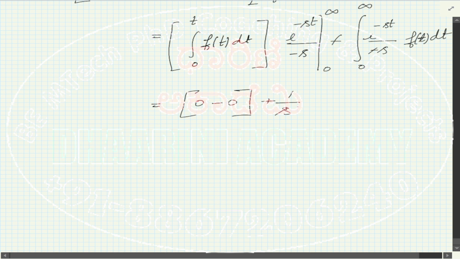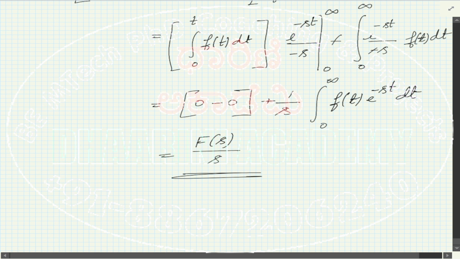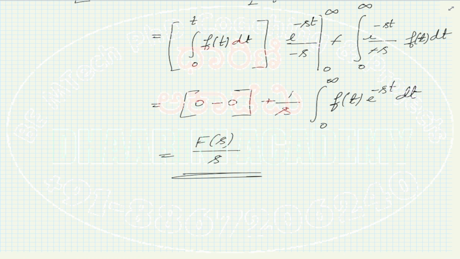So there is a 1 by s into integral 0 to infinity f of t e to the minus st dt. So what is that? This is nothing but f of s. So I have f of s divided by s. So that's the overall proof. So now we will start solving problems based on these properties.